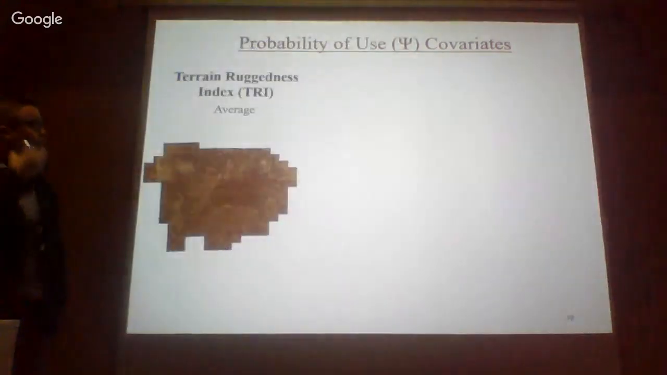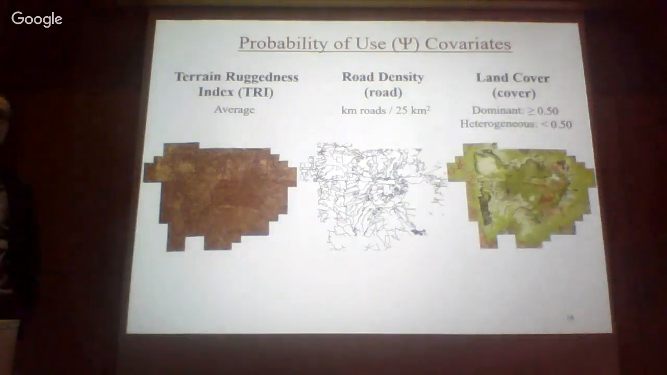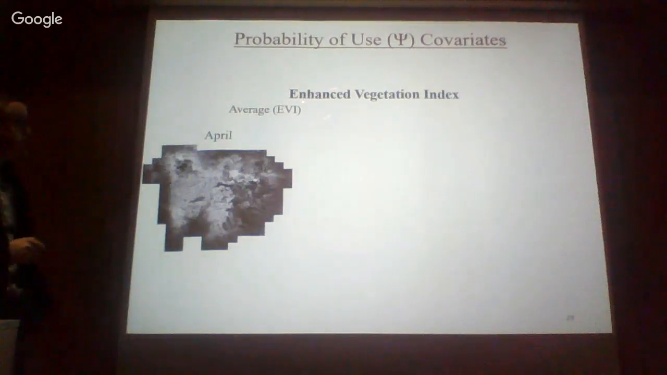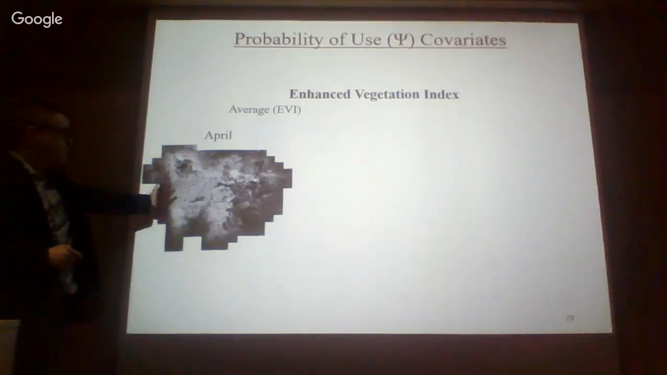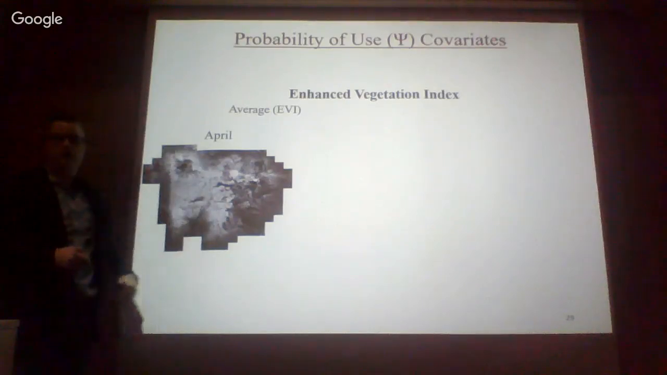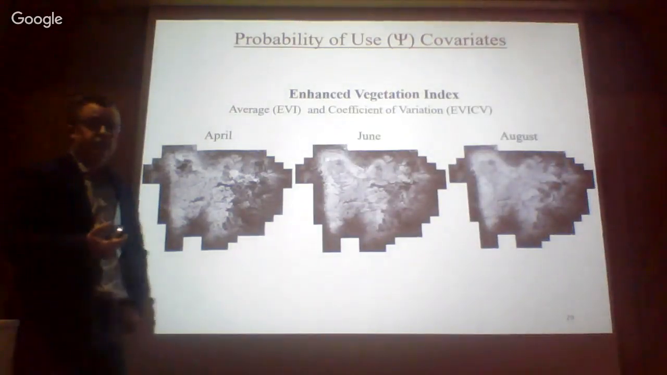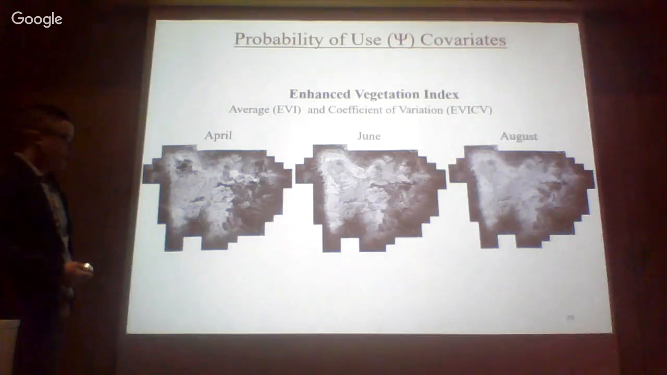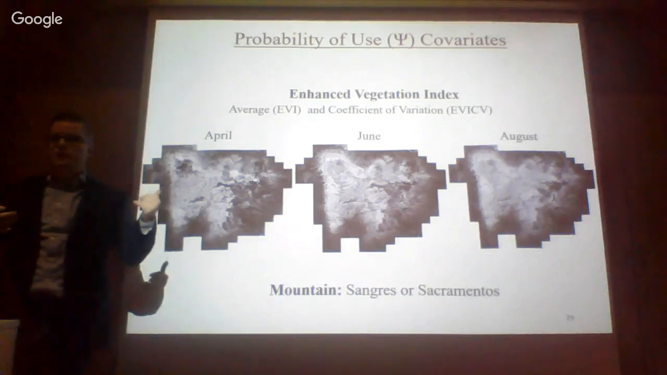detect it. For use, I represented those hypotheses that I mentioned using terrain ruggedness, road density, and then the dominant land cover type within each cell. Furthermore, I wanted to represent the photosynthetic productivity on the landscape, so I used the enhanced vegetation index, which is a remotely sensed variable. But besides just the spatial distribution of productivity, I was also interested in the temporal variation that might occur. And so to account for that, I also calculated the coefficient of variation as a covariate. And then lastly, I also included a mountain range effect, again, to look at natural variation between mountain ranges to see if they use the landscape differently.